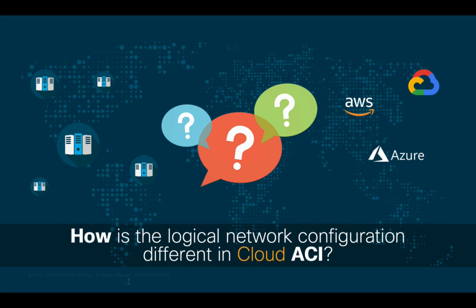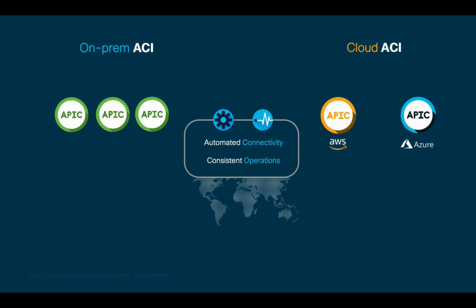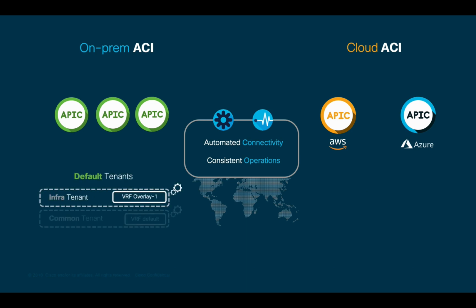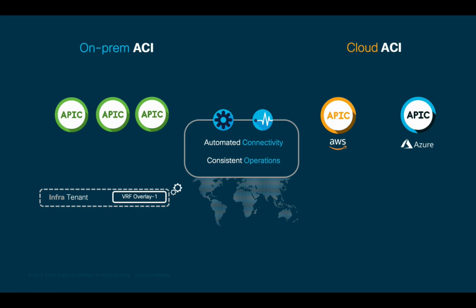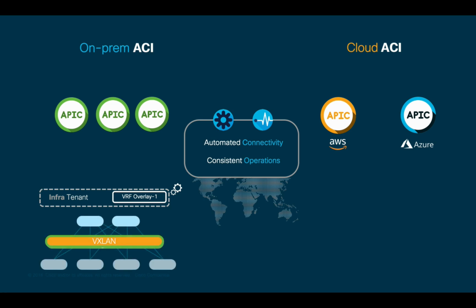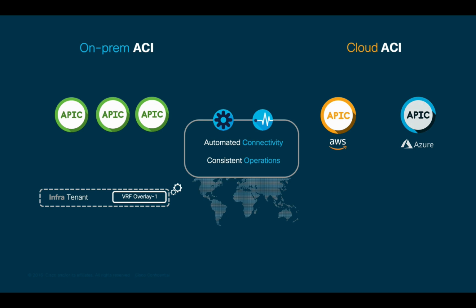After we finish the initial APIC configuration, we always have 3 default tenants that are automatically created in ACI: Infra, Common, and Management, each with their default VRFs as we learned before. In the case of the Infra tenant, its automatically created VRF is called Overlay 1, and although we don't need to do much about it, you should know by now that in the case of the on-prem environment, this is used to transport VXLAN traffic between leaf and spine nodes from multiple tenants. In the cloud, this is very similar.